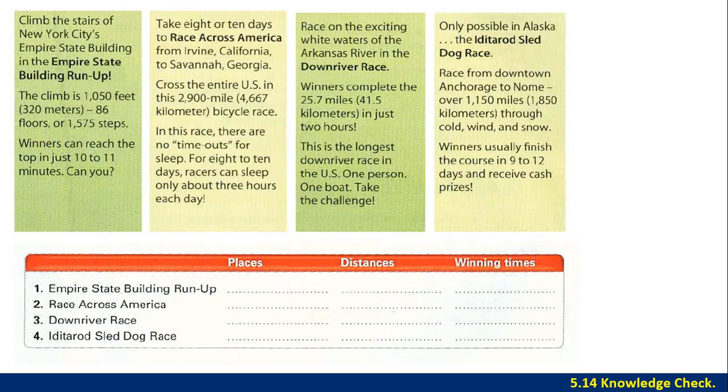Take 8 to 10 days to race across America from Irvine, California to Savannah, Georgia. Cross the entire USA in this 2,900 mile, 4,667 kilometer bicycle race. In this race, there are no timeouts for sleep. For 8 to 10 days, racers can sleep only about 3 hours each day. Wow. Imagine they can just sleep 3 hours a day. That's too much for people. Okay, pobres participantes.